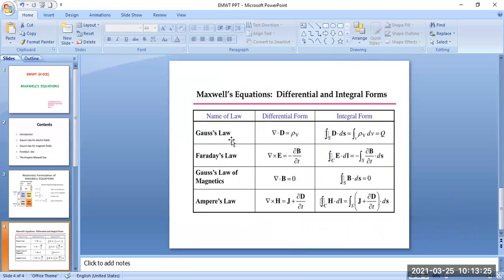Gauss law in differential form. Gauss law is the first Maxwell equation. Faraday's law is the second Maxwell equation. Gauss law of magnetics is the third Maxwell equation. Ampere's law is the fourth Maxwell equation.